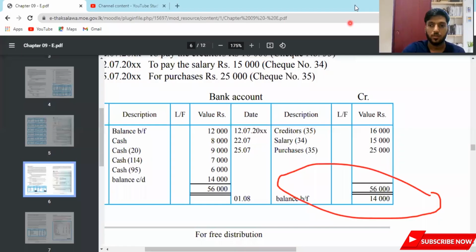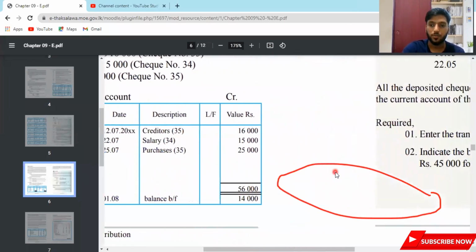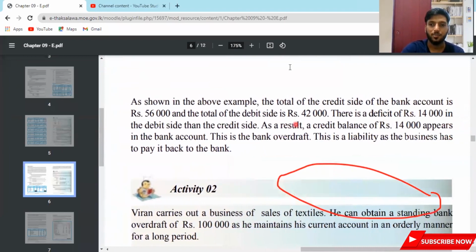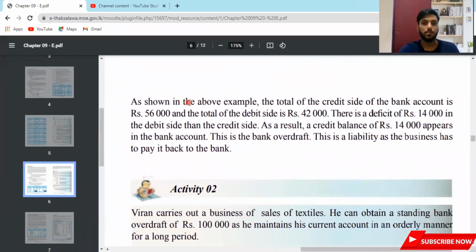I have explained everything related to the bank account or bank overdraft, and I don't want you guys to read this entire thing. This is the same thing which I have already explained. As shown in the above example, the total of the credit side of the bank account is 56,000. Total of the debit side is 42,000. There's a deficit of 14,000. Deficit means there's a negative value.